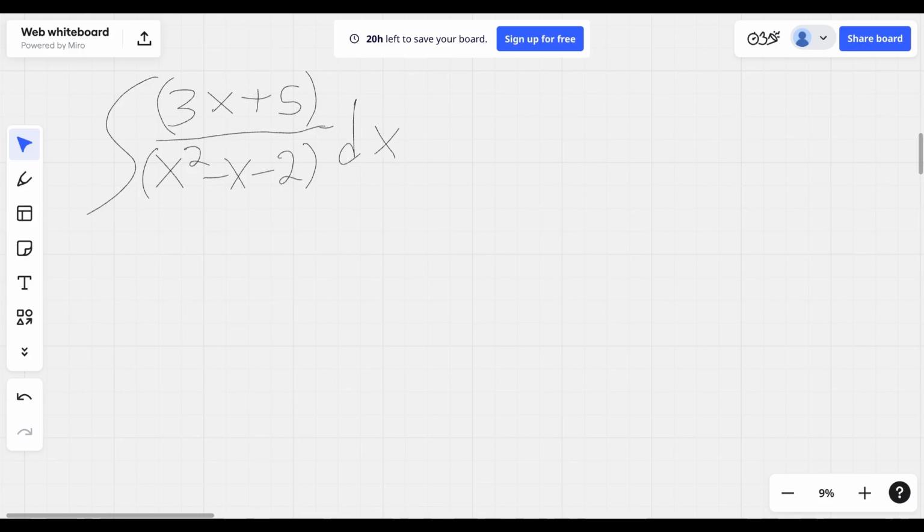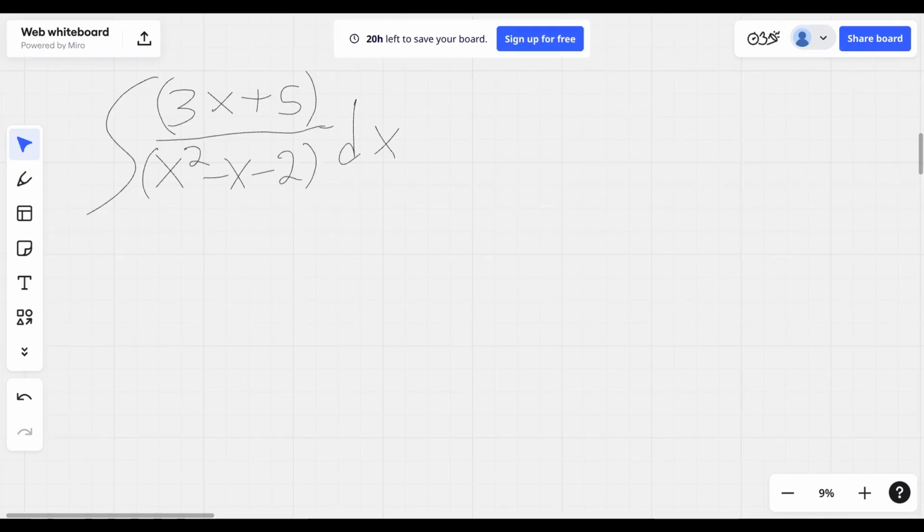So use partial fractions when you're integrating a rational function, a fraction of two polynomials, the degree of the numerator is less than the degree of the denominator, and the denominator can be factored. If the numerator's degree is higher, divide first, polynomial division.